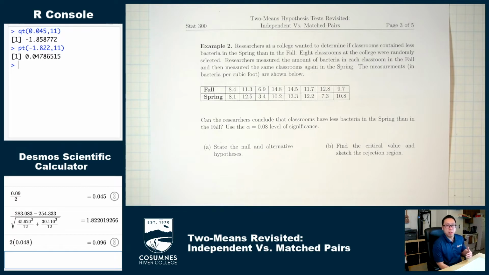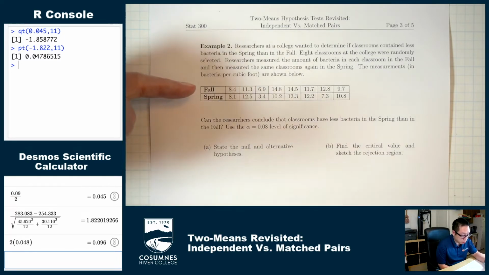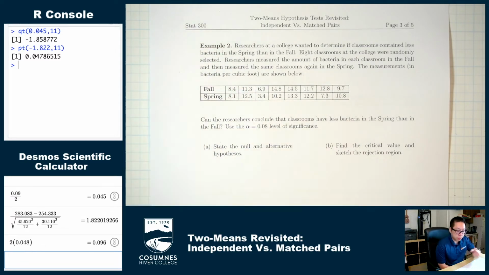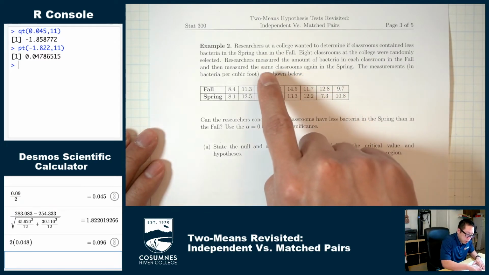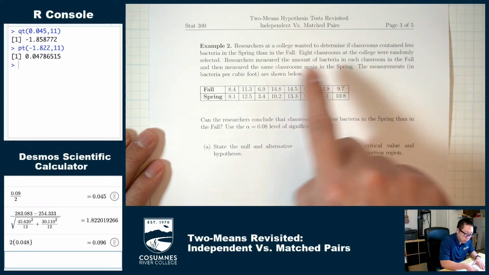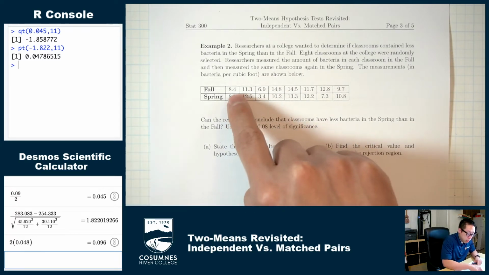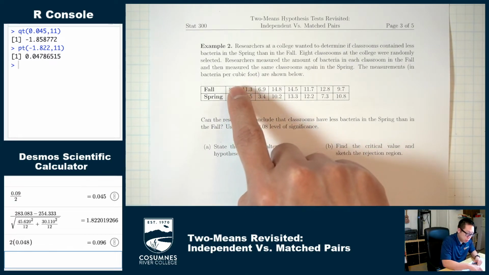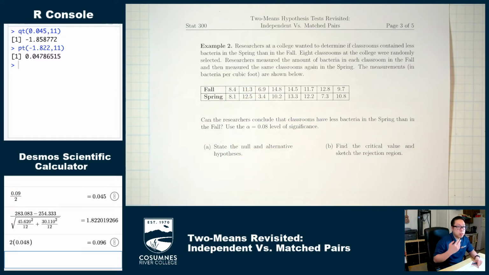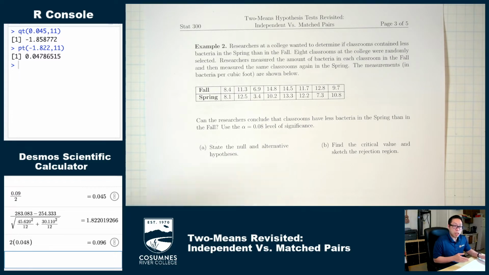First question we need to ask ourselves is, is this an independent or is this a matched situation? Ask yourself, is this one of those 2 main matched situations, which are, are these two measurements on the same person or thing, or are the people in one group related somehow to the people in the other? So read the description again carefully. It says researchers measured the amount of bacteria in each classroom in the fall, and then measured the same classrooms again in the spring. So these measurements are measurements on the same classrooms, right? Once in the fall and once in the spring. So these are two measurements on the same thing, which means this is going to be matched.